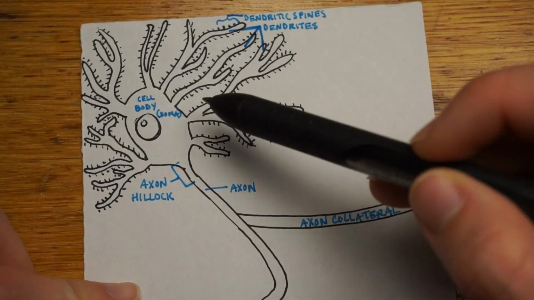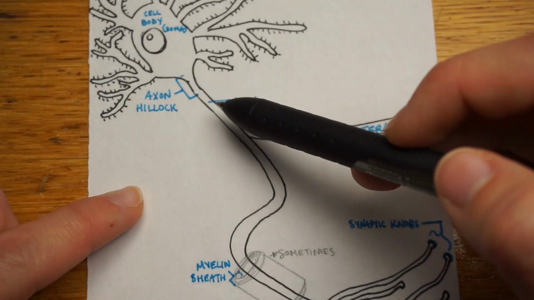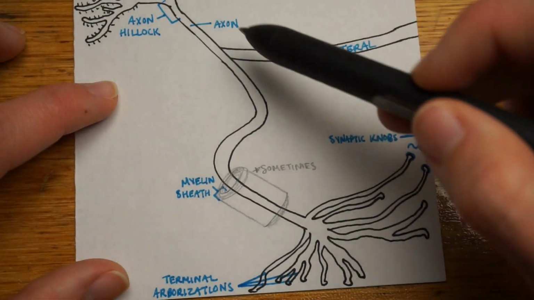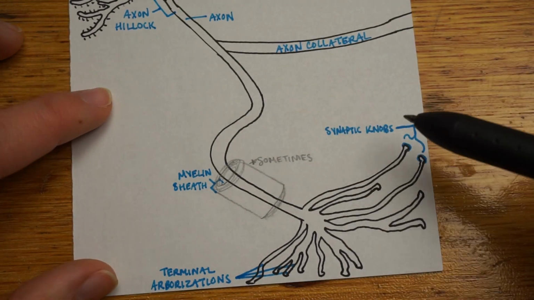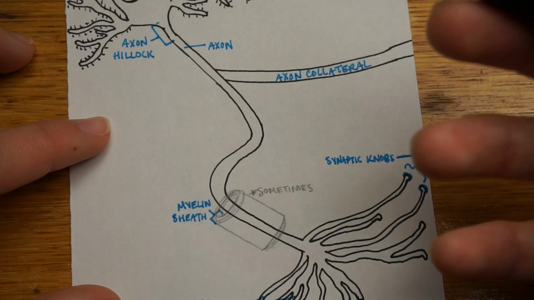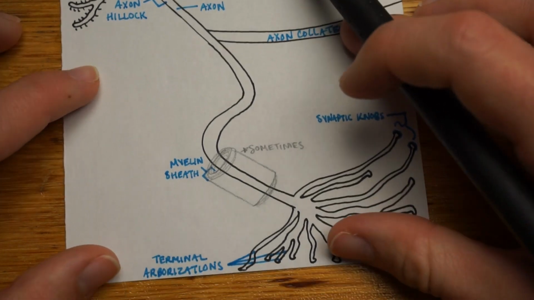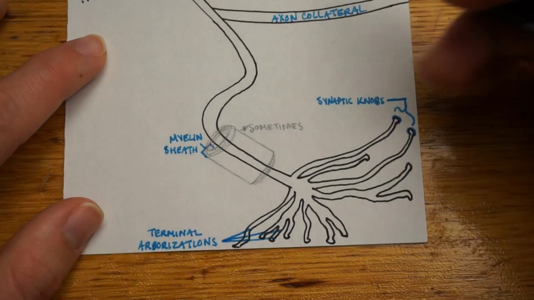These have dendrites, and they have little spines in them called dendritic spines. The axon hillock is where the soma meets the axon. The axon is the long hallway where a signal will be propagated. Here is an axon collateral. Think of collateral damage. It's like something in addition to. So it's just like an additional axon here that maybe came from another neuron.